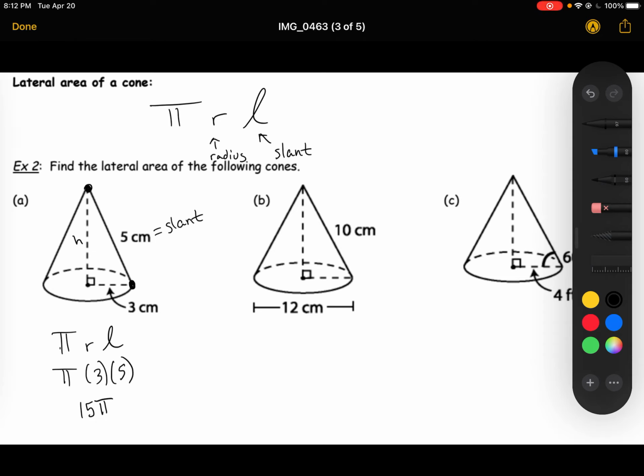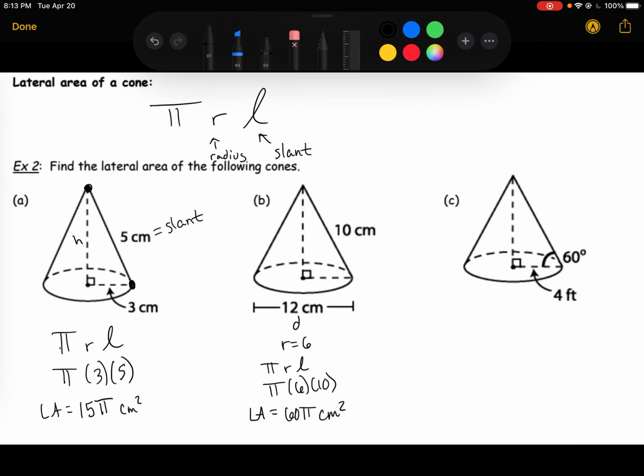So we can do pi times r times slant: pi times 3 times 5 to get us 15 pi. For our next one, they give us the diameter. So again, the radius of this one is 6. For our lateral area, pi times r times slant, pi times 6 times 10. So we have 60 pi centimeters squared for that lateral area.